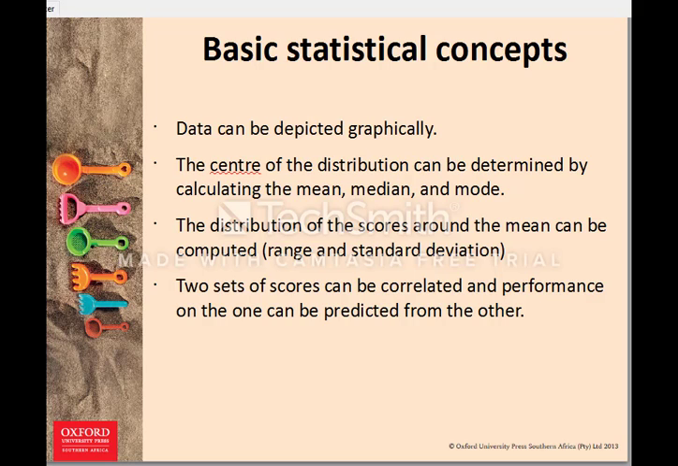So if we know the standard deviation, for instance with IQ, we know most people sit between 85 and 115. The standard deviation is 15. So they're going to be either between 85 and 100, which is 15 points below the mean, and between 100 and 115, which is 15 points above. We know most people will sit in that range. Okay, that's what the standard deviation does for us.